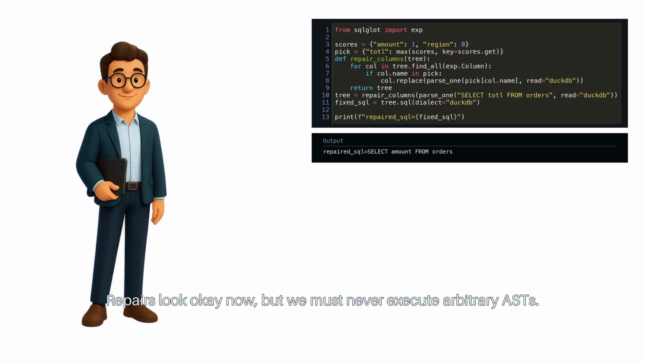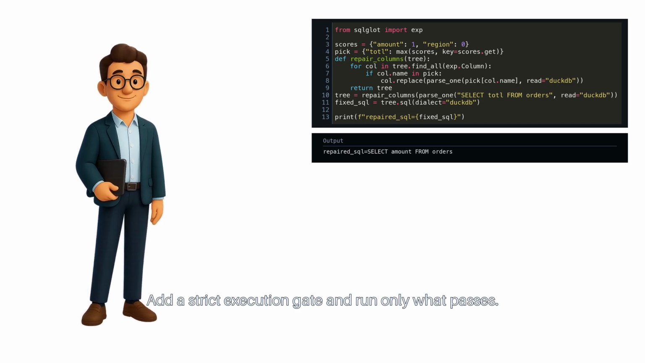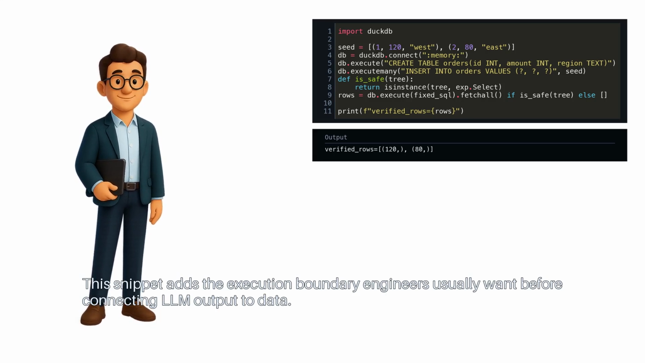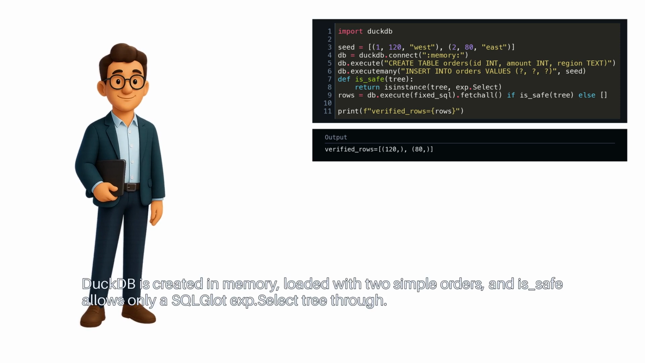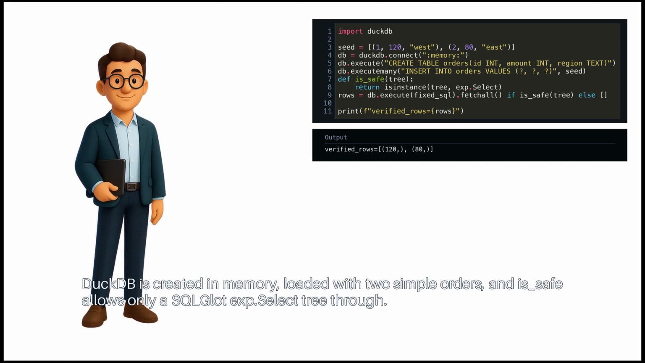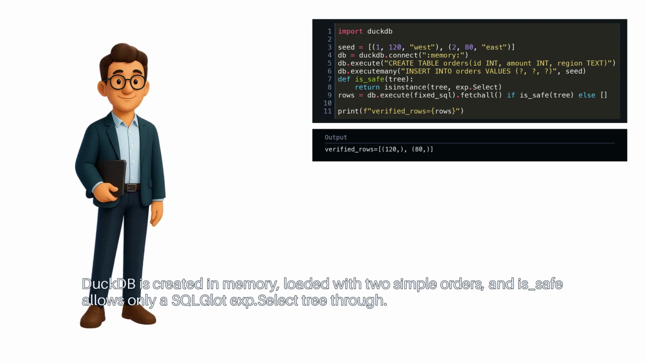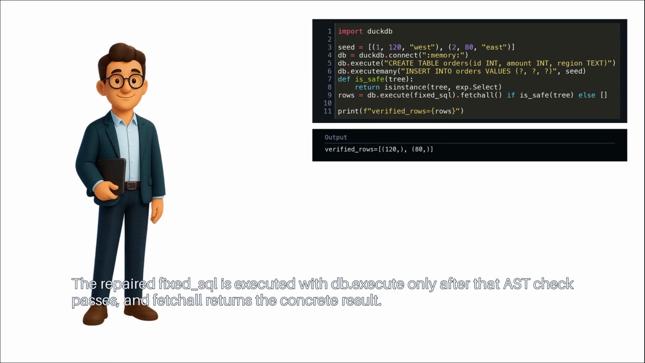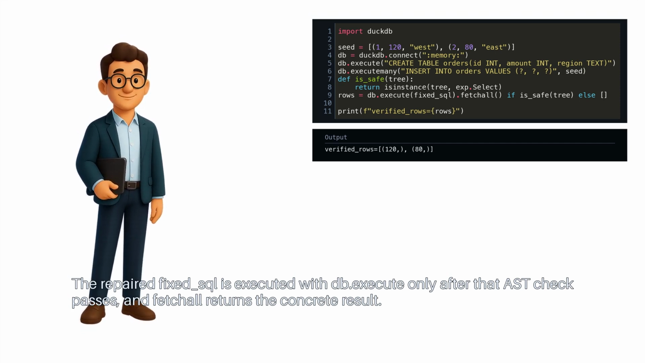Repairs look okay now, but we must never execute arbitrary ASTs. Add a strict execution gate and run only what passes. This snippet adds the execution boundary engineers usually want before connecting LLM output to data. DuckDB is created in memory, loaded with two simple orders, and is_safe allows only a SQLGlot exp.Select tree through. The repaired fixed SQL is executed with db.execute only after that AST check passes, and fetchall returns the concrete result.